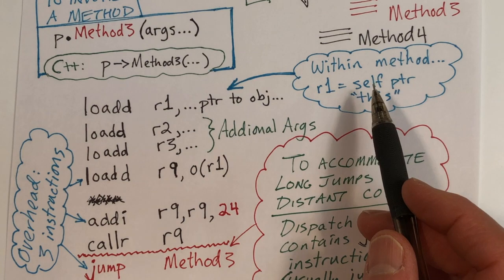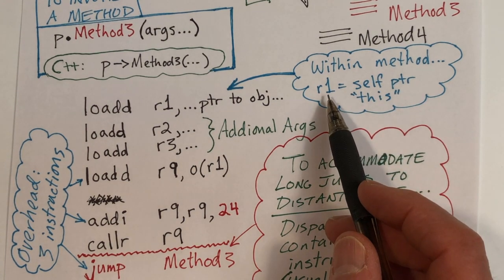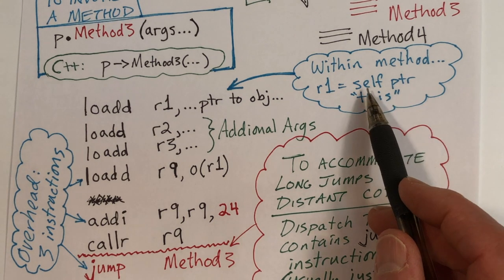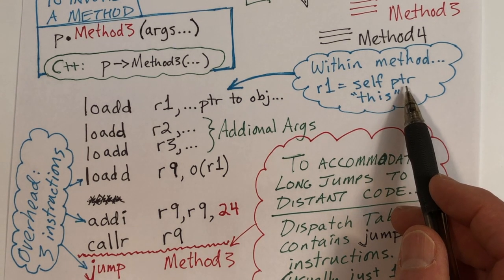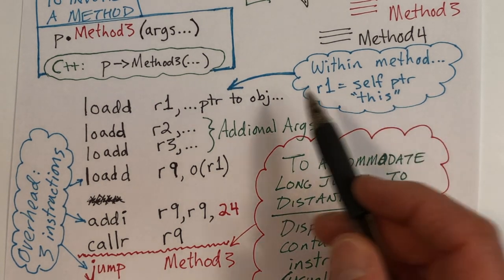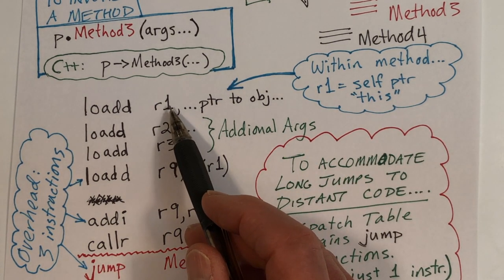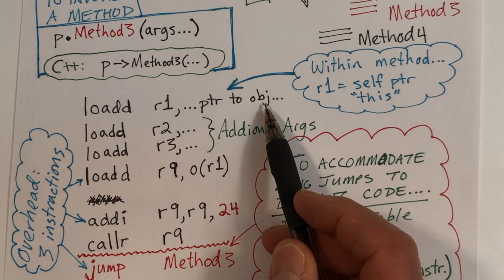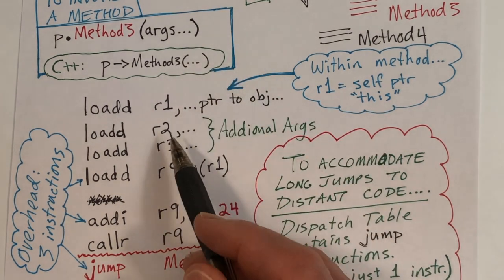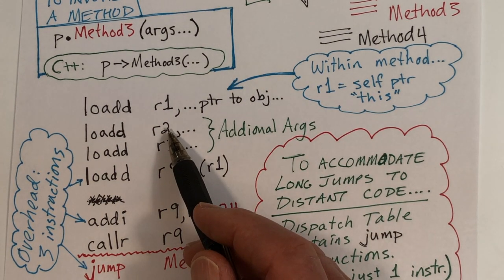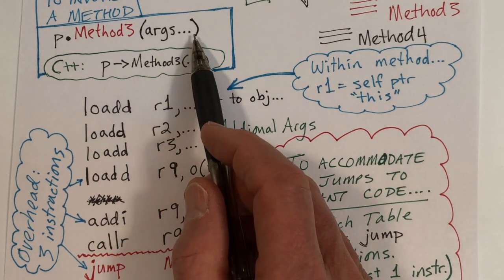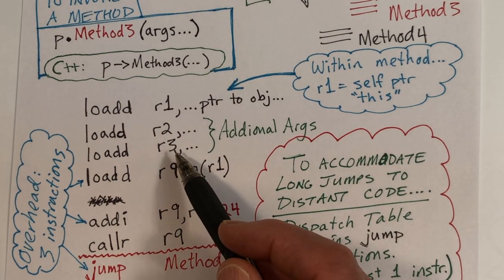Within the method, R1, the first register, will contain a pointer to the receiving object. Sometimes this is called the self pointer. In C++, it's called this. So we have to load register 1 with the pointer to the object, and we also may have some additional arguments to the method, and those will be put in registers 2 through 7. If we have more arguments, we put them in registers.